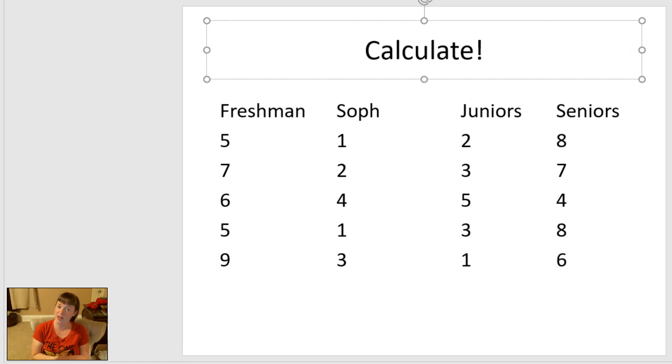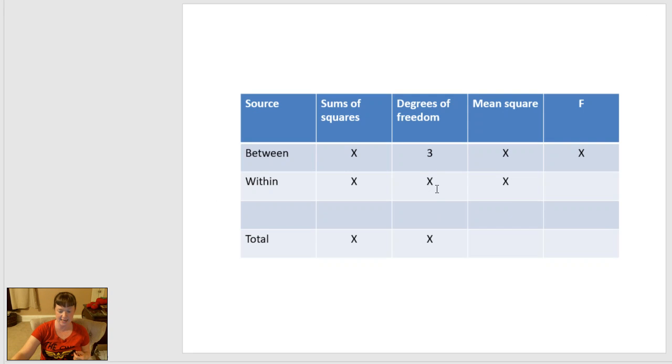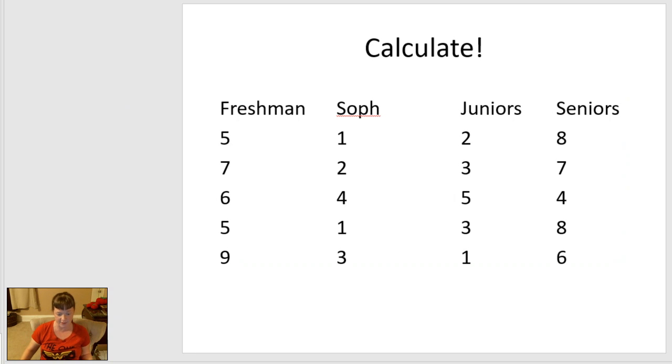And so now I also know degrees of freedom within, because I'm going to take the total number of people, 20, and subtract 4. So my degrees of freedom within is going to be 16, n minus g. All right, that's easy. But now I'm going to have to get my sums of squares, and that's where things get a little dicey.